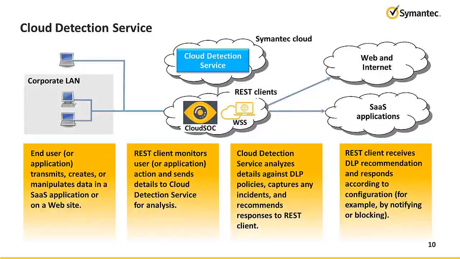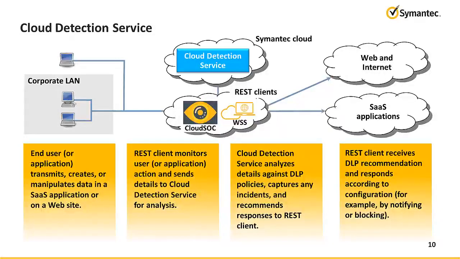The Cloud Detector analyzes the data and contextual details such as sender name, IP address, geographic location, and device OS against your DLP policies, then captures any incidents and returns policy violations to the integrated service. The integrated service can then execute responses according to its policies. For instance, it could block users from uploading to their personal Box accounts.